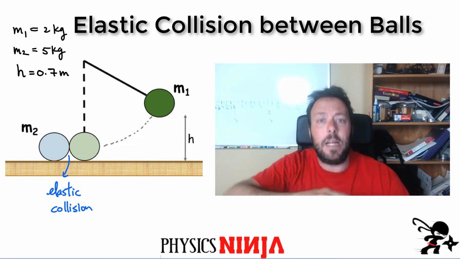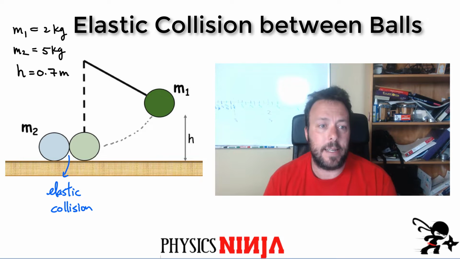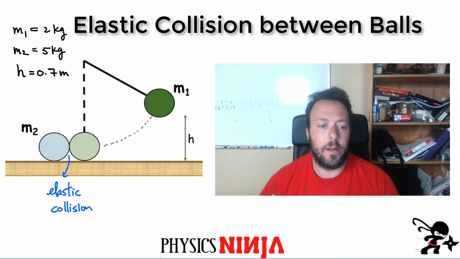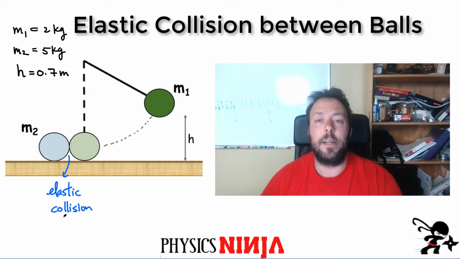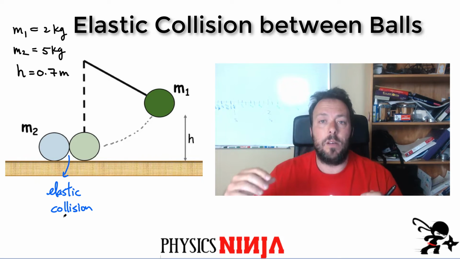And at the bottom, what happens is it's going to collide with another block. In this case, it is more massive. So the one at the bottom that's waiting for it is 5 kilograms. It's initially not moving. We're going to assume that the collision is elastic between both of those. The question is, find the final velocity of both of these balls after the collision, assuming it's elastic.